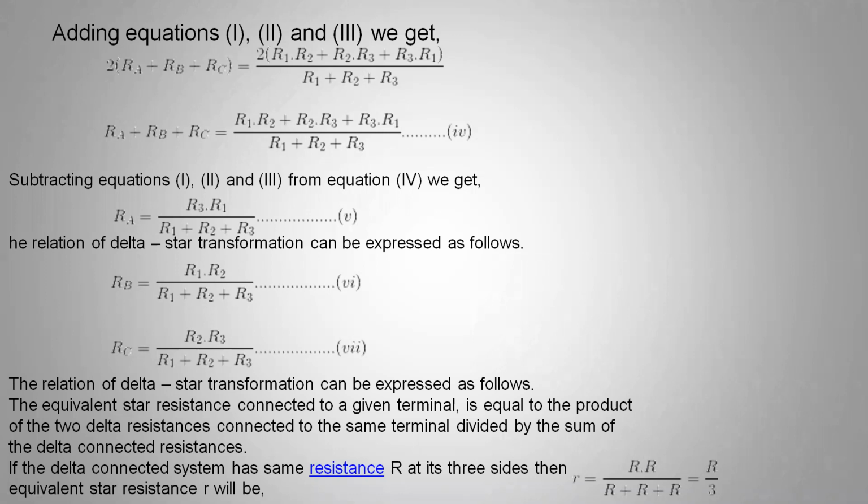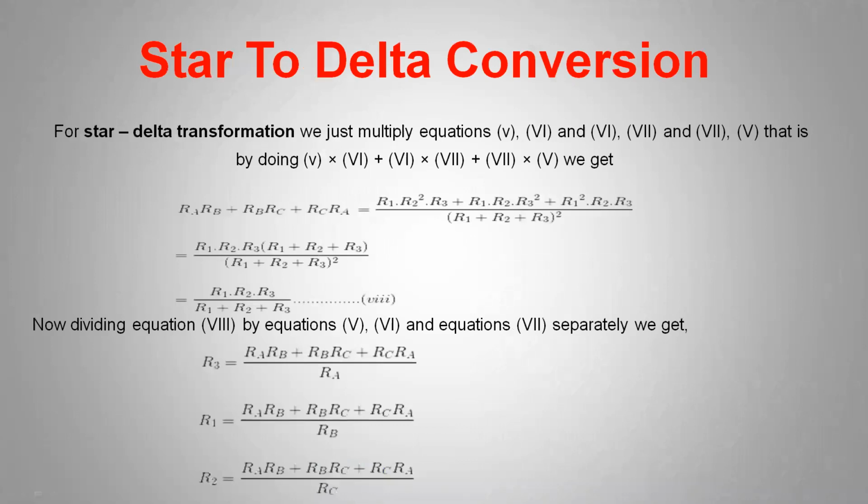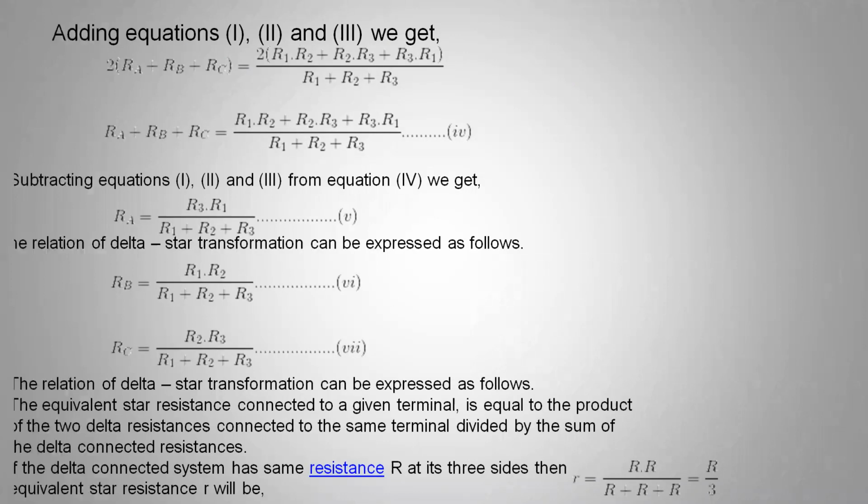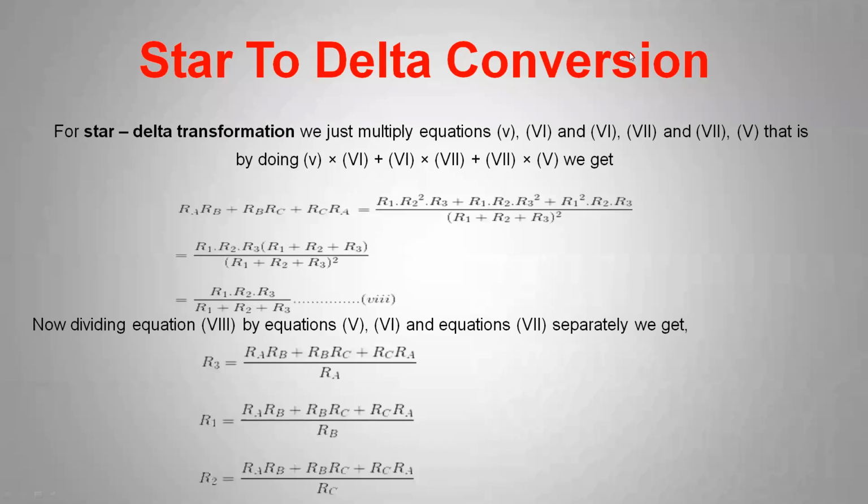So you are calculating the resistance of the delta connected system where the three sides have the same resistor. So small r is equal to capital R by 3. This is how you derive the formula. Next, are all of you clear on delta to star transformation? Any doubts, ask. Next, we derive the star to delta conversion.